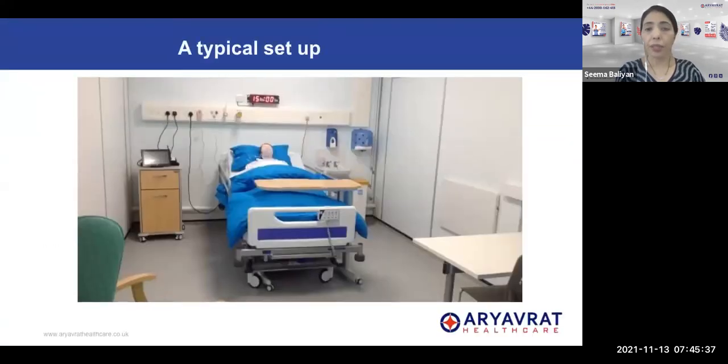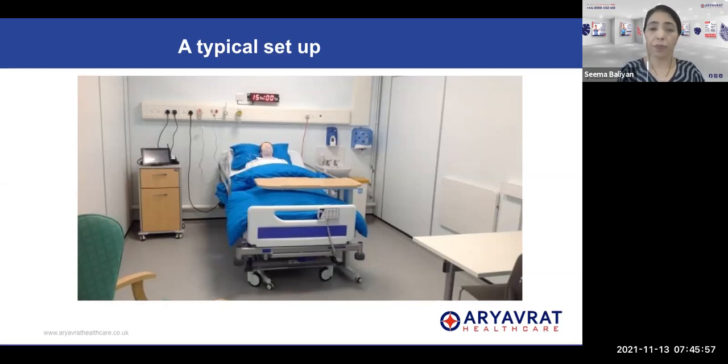This is a typical setup. As you can see, there is a timer, there is a patient's bed along with a mannequin, and there is a table and a chair where the assessor can sit. There is a hand wash area, and there are some clinical and domestic waste bins. So majority of the time, this is how a bay is going to be set up.